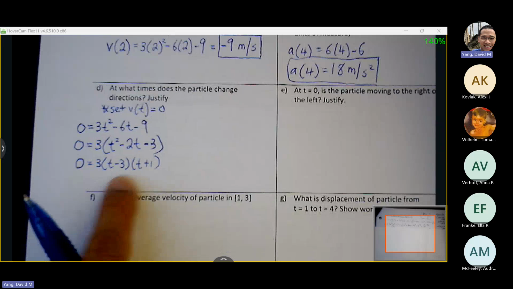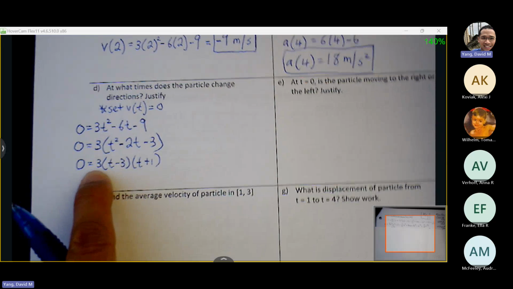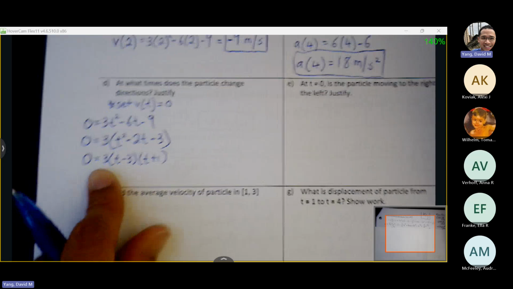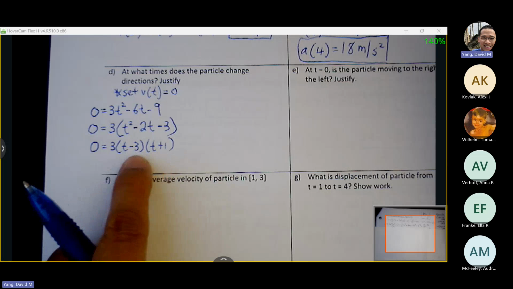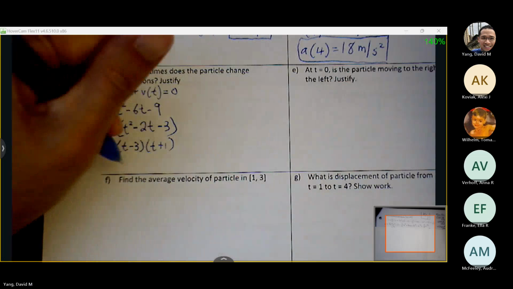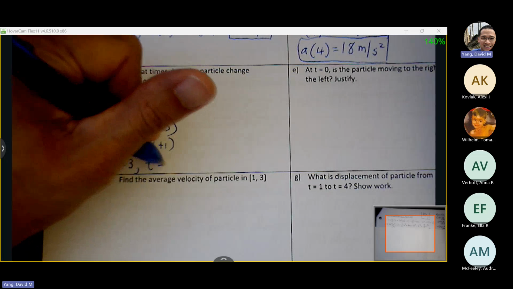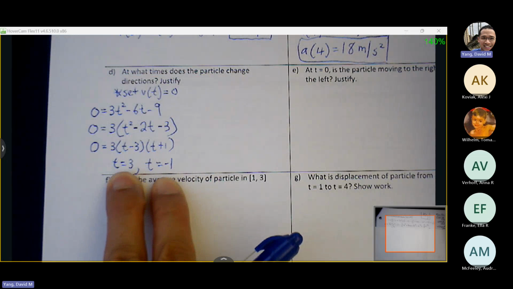Okay, we set each parenthesis equal to 0. We don't have to worry about that 3 unless that was a 3t. If there was another t out here, then we would set that equal to 0, but we only care about solving for variables. There's no variable out here, so we only have to solve for t minus 3 and t plus 1. We set each piece equal to 0. We get t equals 3 and t equals -1. And we keep both of these t values.